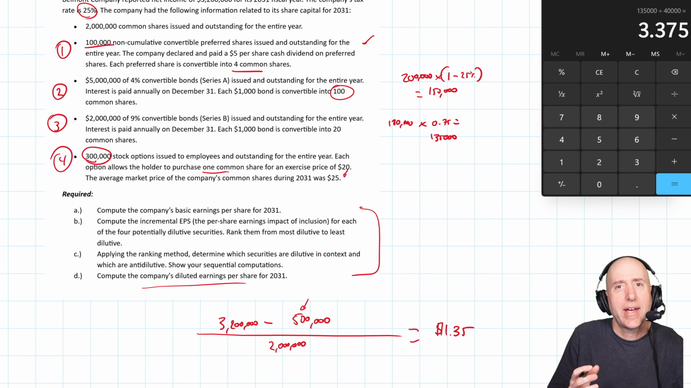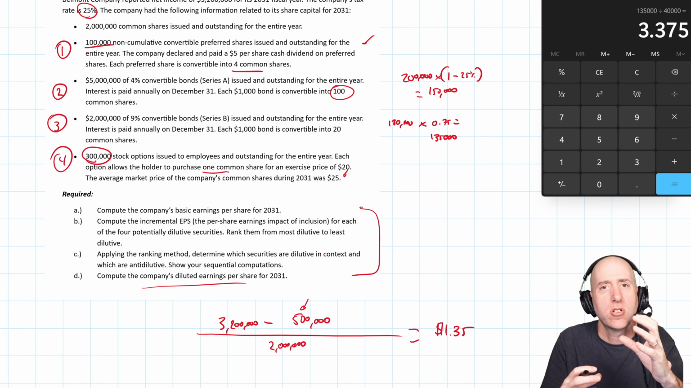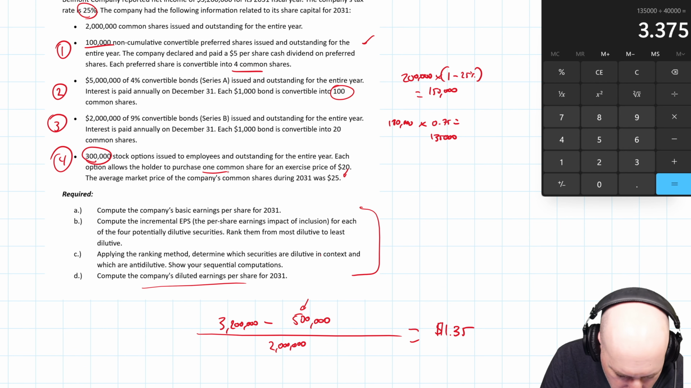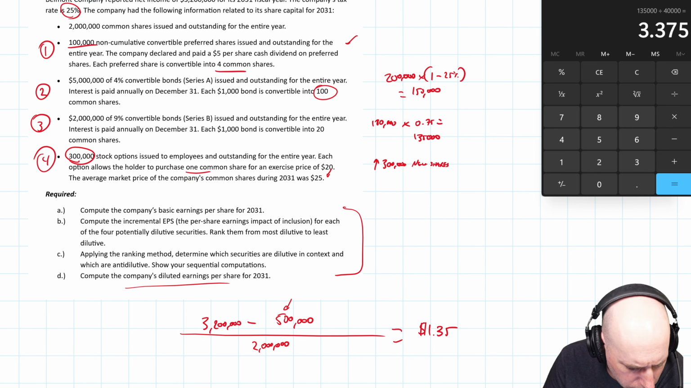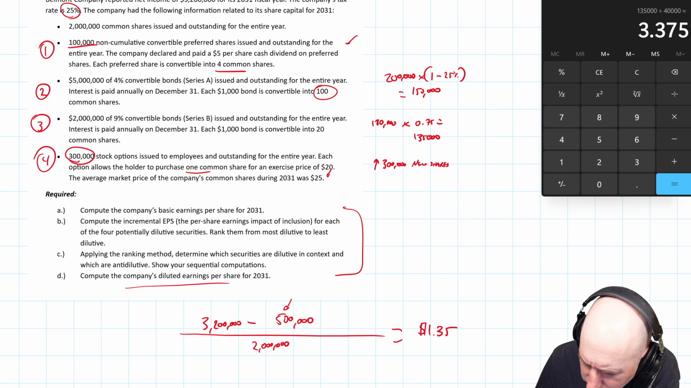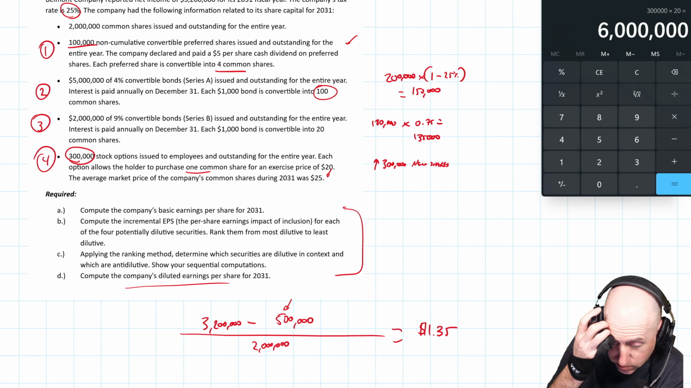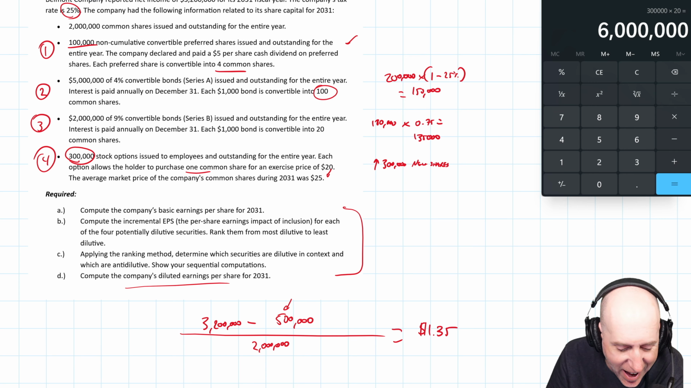What if they used all that cash to buy back stock? How many new shares would there be then? So there's going to be 300,000 new shares because of these options, right? If everybody exercises their option as they rationally should, we're going to get 300,000 times $20, their exercise, $6 million in cash.